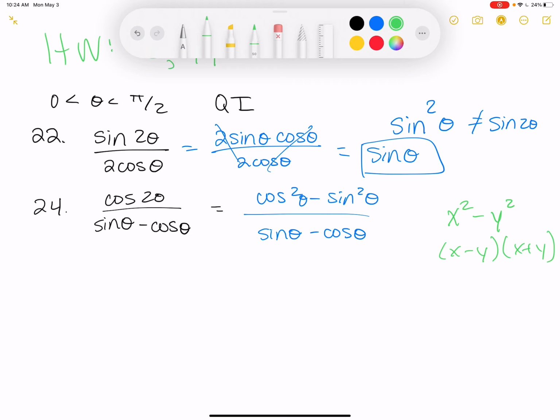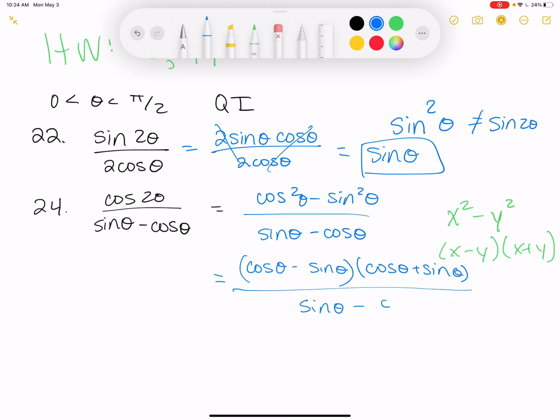So I'm going to do the same thing, but using cosine and sine instead. A lot of this is looking at things that we've done before and saying, how can I rewrite this to make it look like what I'm used to? So this gives me cosine theta minus sine theta times cosine theta plus sine theta, all over sine theta minus cosine theta.